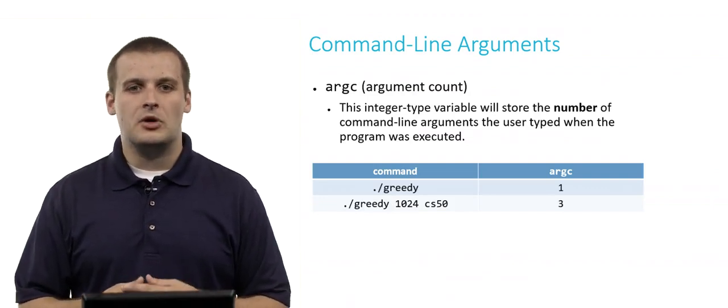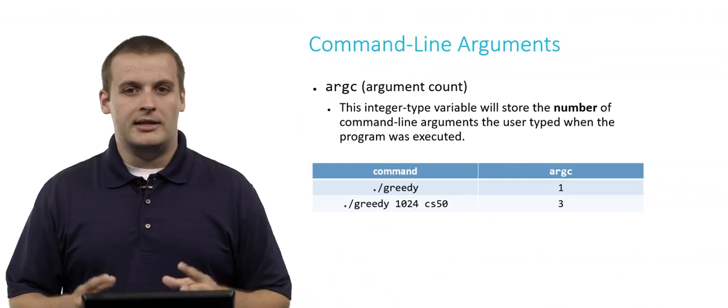argc stands for argument count. And you should know, by the way, that you could call argc whatever you wanted, and you can call argv whatever you wanted. These are just conventional names that we use for them: argument count, and as we'll see in a second, argument vector, argv. But you don't have to call them argc and argv if you don't want to. But conventionally, that's what we do.